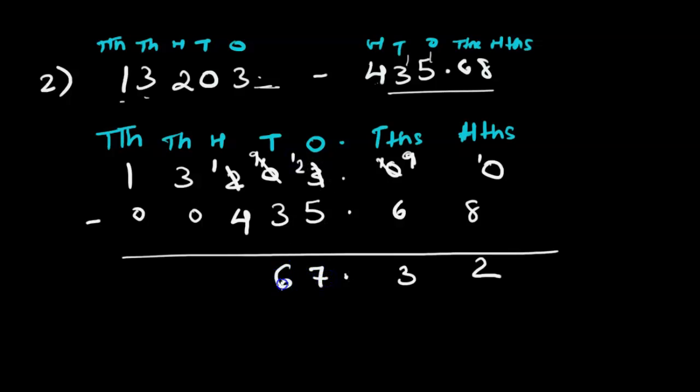9 minus 3 is 6. This one needs help again, so this becomes 2 and this becomes 11. 11 minus 4 is 7. 2 minus 0 is 2. 1 minus 0 is 1.